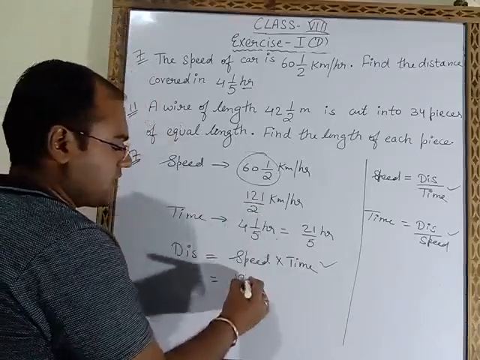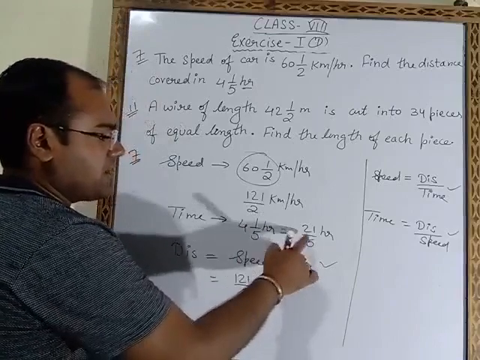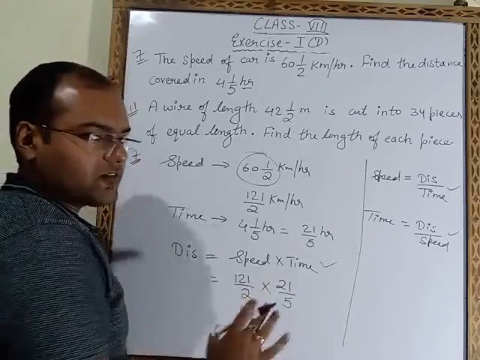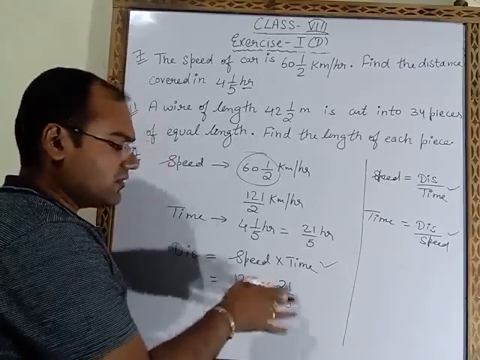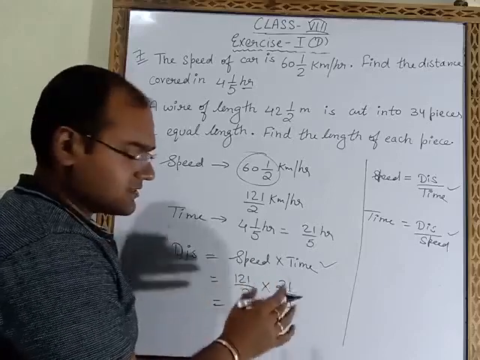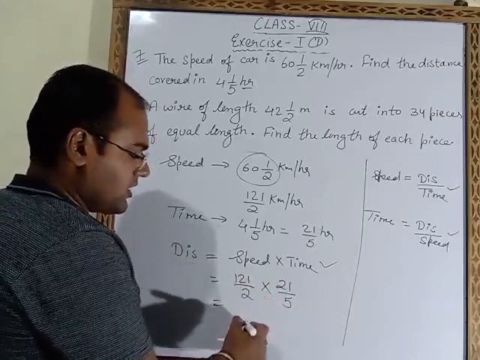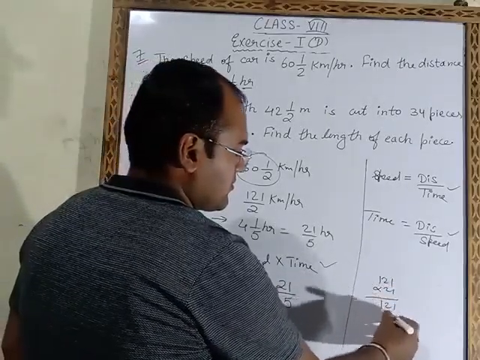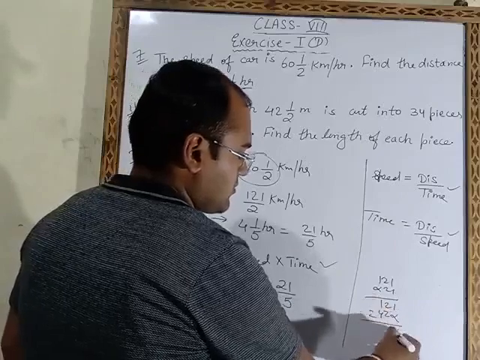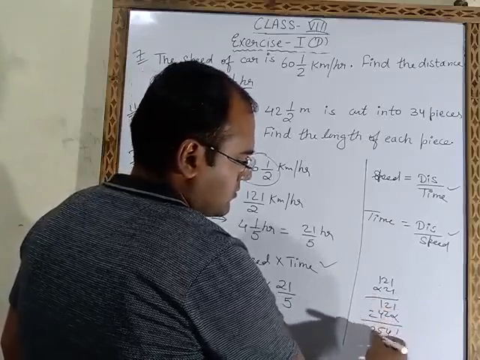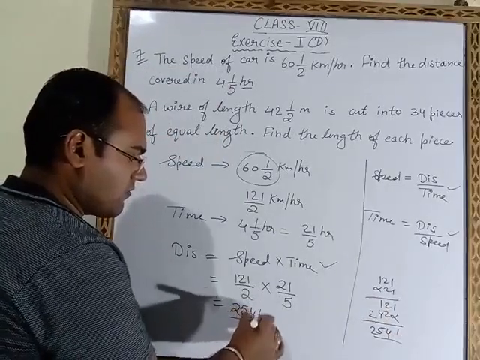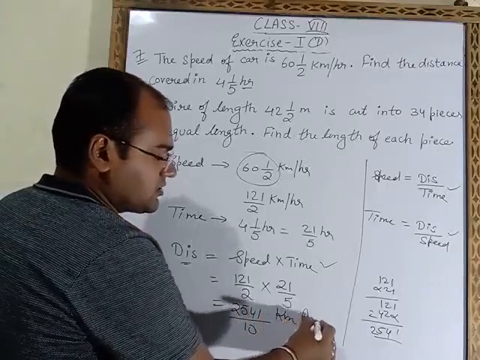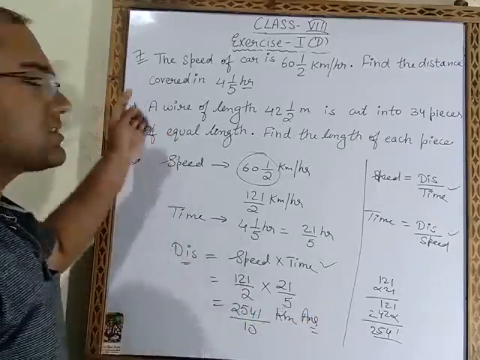So here distance formula is speed into time. Speed is 121 upon 2 multiply time. Time is 21 upon 5. Now if it is possible to cancel these numbers, then we will cancel, otherwise we will multiply. So nothing we will cancel here. No number will get cancelled. So we will multiply these two. 5 twos are 10. 121 into 21 we will do. Answer is 2541 upon 10. This is the distance. So distance unit you have to write here kilometer. So this is your answer of question number 7.